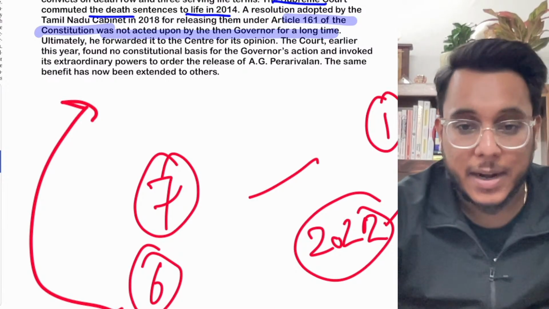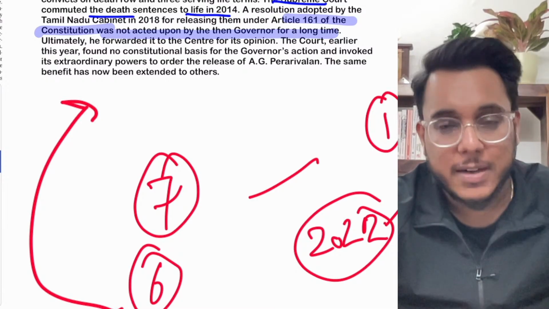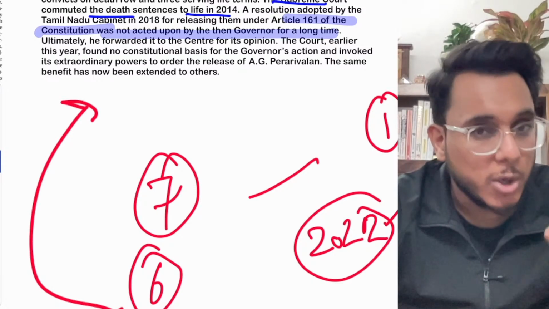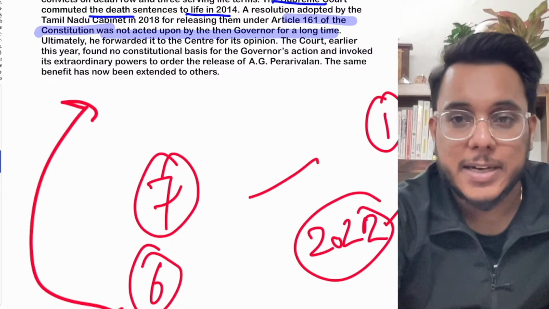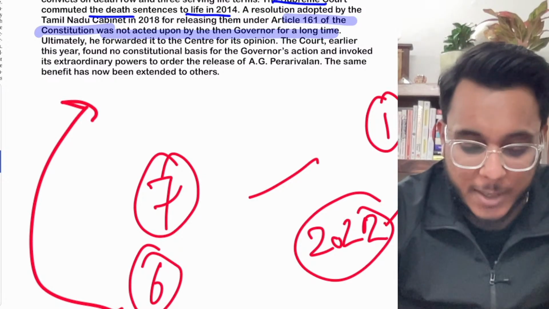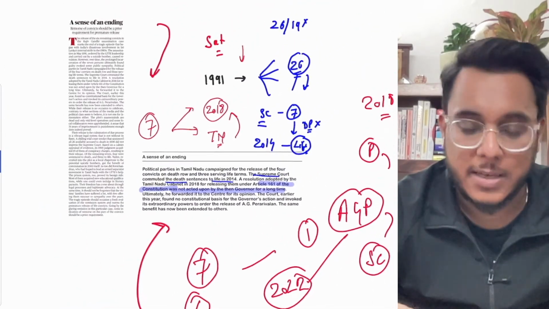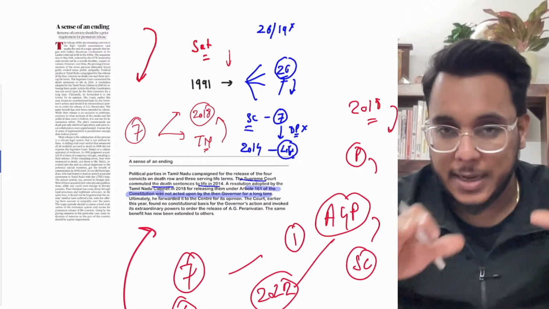The Governor has not acted, and rather what the Governor did, the Governor first of all did not decide the petition and then referred it to the President, which was unfair. And on that particular ground, the Supreme Court has finally given its approval.